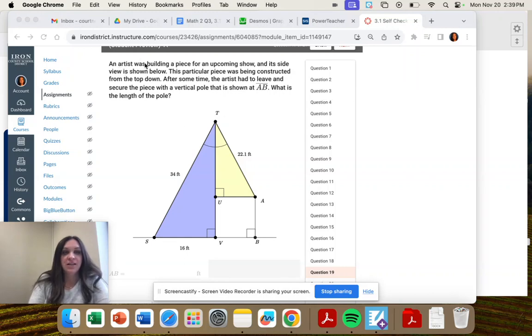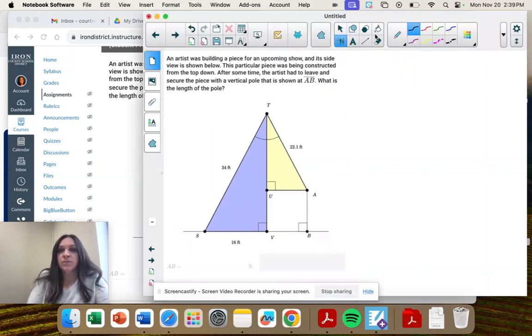Question 19. An artist was building a piece for an upcoming show, and its side view is shown below. This particular piece was being constructed from the top down, and after some time, the artist had to leave and secure the piece with a vertical pole that is shown at AB. So here's the pole. It's holding it up. What's the length of the pole?